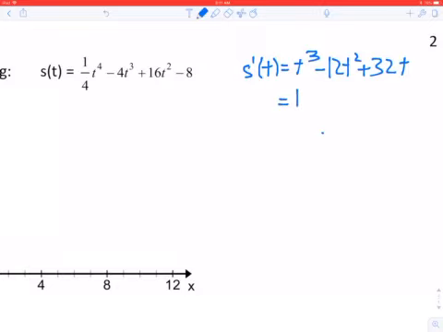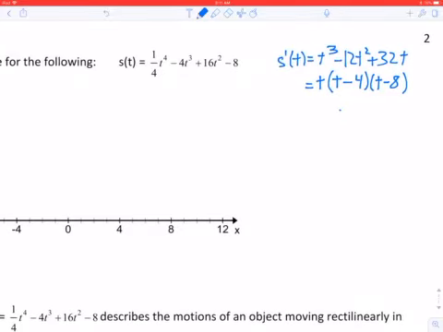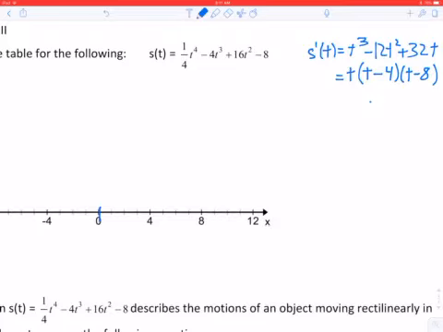You can factor out a t, and then you'll be left with minus 12. After I factor out the t, it'll be easy to factor the rest, because it's just a quadratic and it factors nicely. So there we go. That means the zeros in the derivative happen at 0, at 4, and at 8.